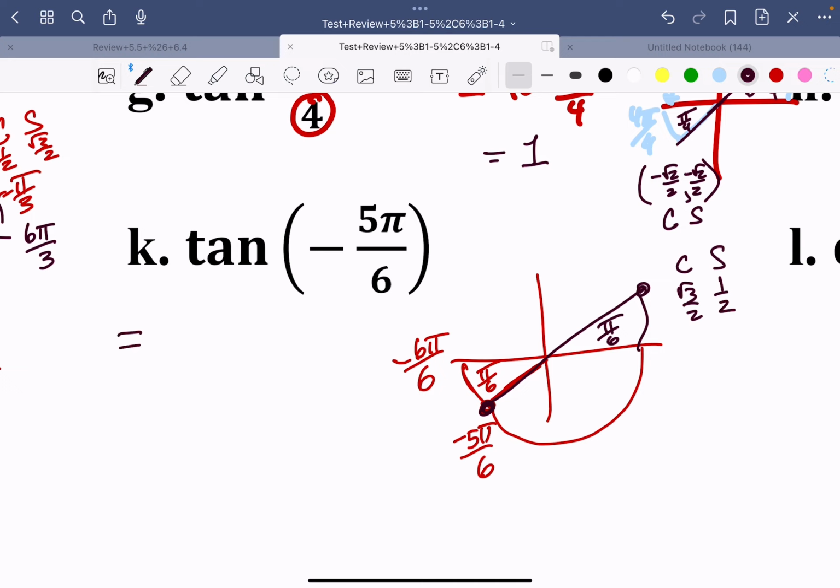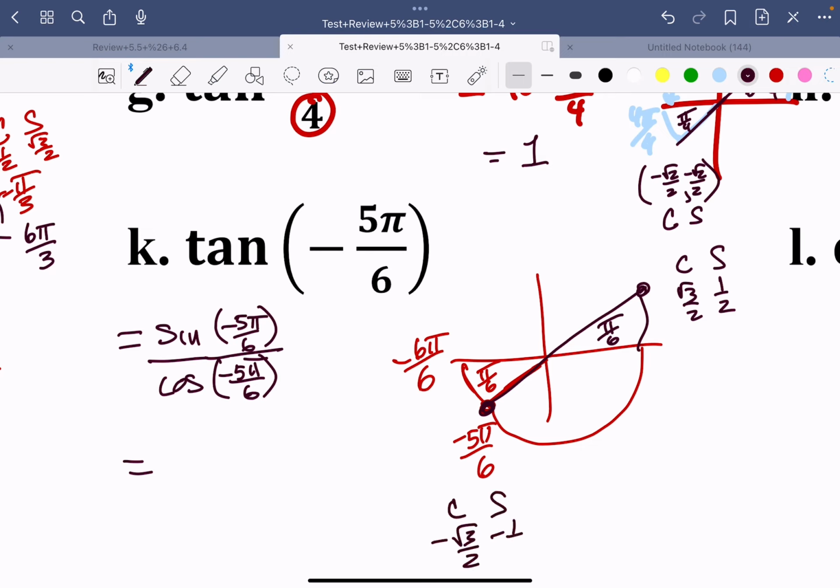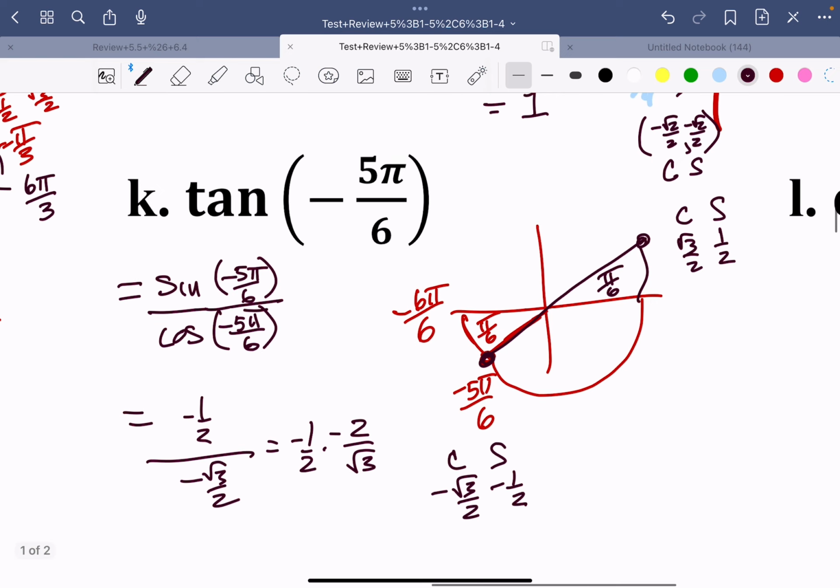Now, tangent is sine over cosine. Remember, it's the sine of this angle divided by the cosine of this angle. And so if we're over here for cosine and sine, our cosine is going to be negative root 3 over 2. Sine is going to be negative 1/2. So it's going to be negative 1/2 divided by negative square root of 3 over 2. So we're going to take this and multiply by the reciprocal. So you end up getting 1 over root 3, which, yes, if you'd like to simplify, is root 3 over 3.